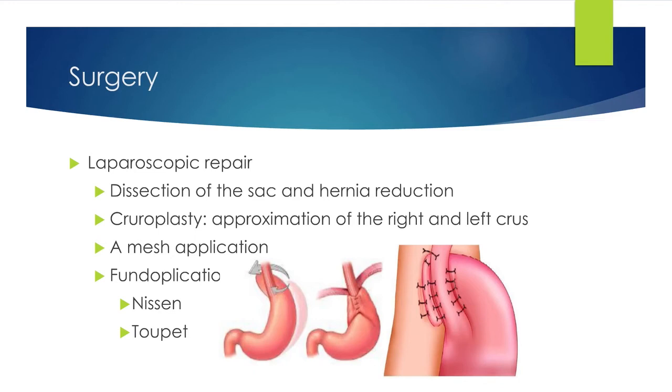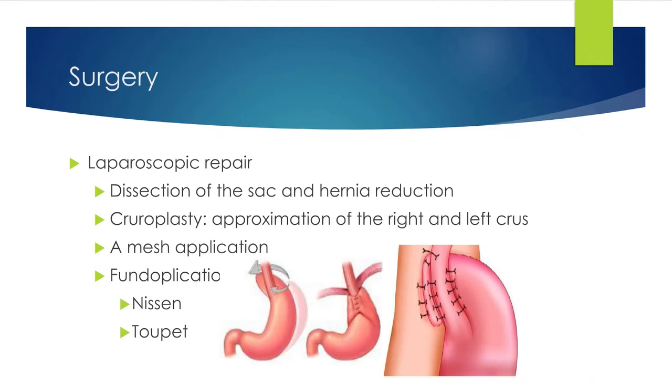The operation that we do is repair of hiatus hernia. Usually we do it laparoscopically, and the operation involves direct laparoscopy. Then we dissect the sac of the hernia, and the sac of the hernia will be in the posterior mediastinum. The operation starts by incising the fundoesophageal ligament, which is the ligament that sits between the top part of the abdominal esophagus and the central tendon.